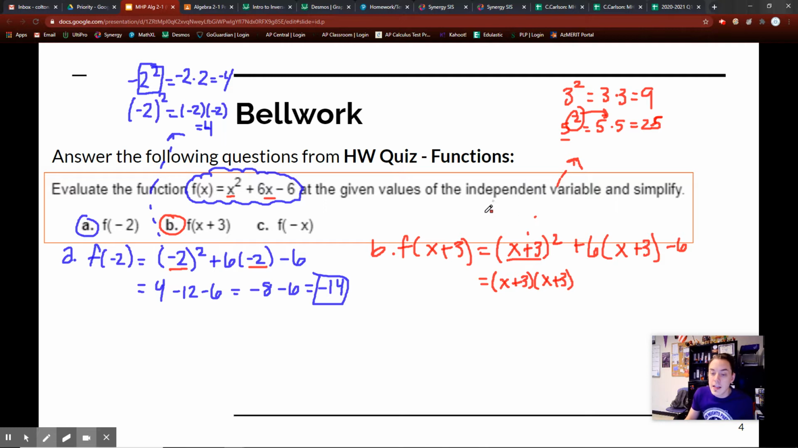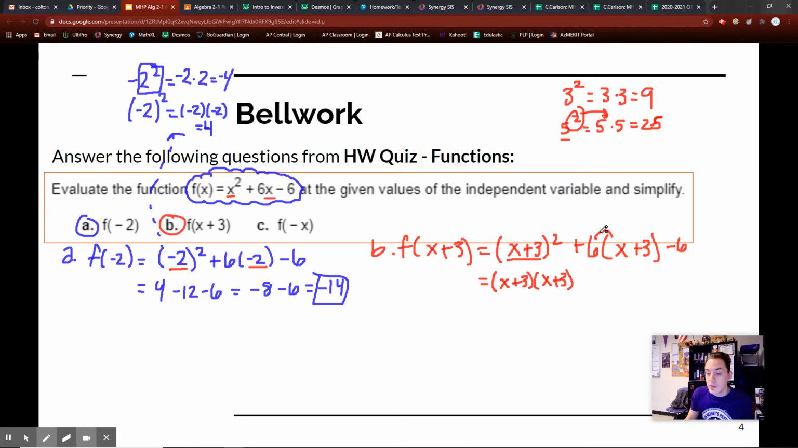You should not be getting x squared plus 9. Okay, that is completely wrong. It's half right, but it's also half wrong. You should not be getting that at all. All right, so let's continue.